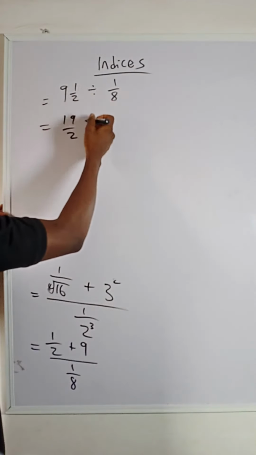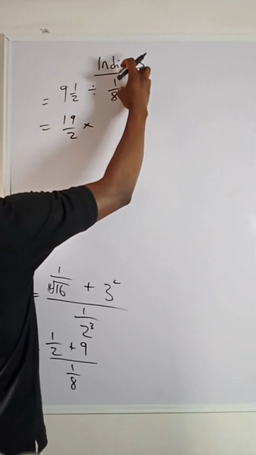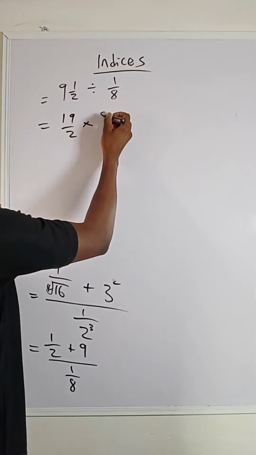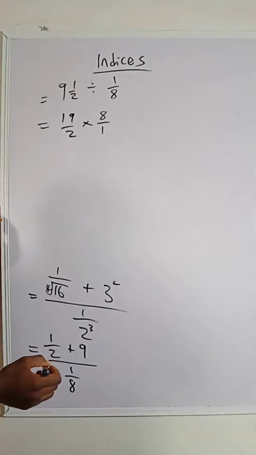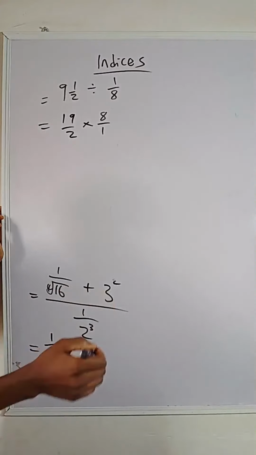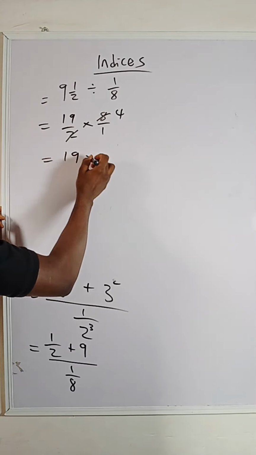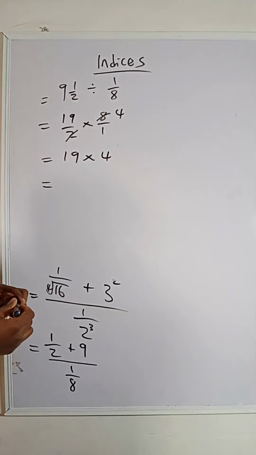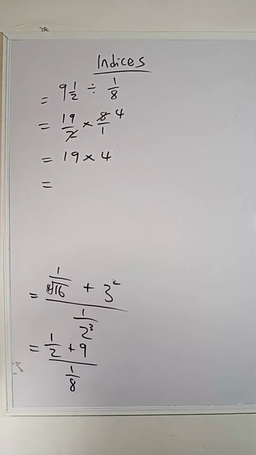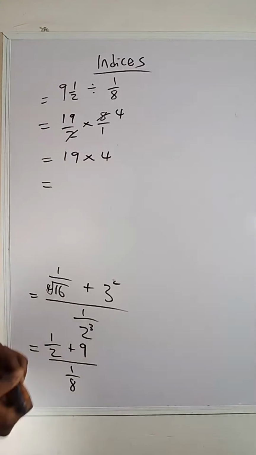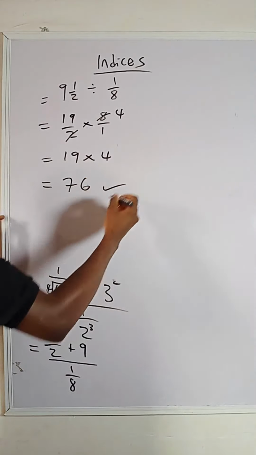If you change division to multiplication, you have to turn this upside down. You have to take the reciprocal of 1 over 8, giving you 8 over 1. Are you with me? So 2 goes into 8, you have 4. That gives you 19 times 4. What is 19 times 4? That's 76. So your answer is 76. I hope this is clear.